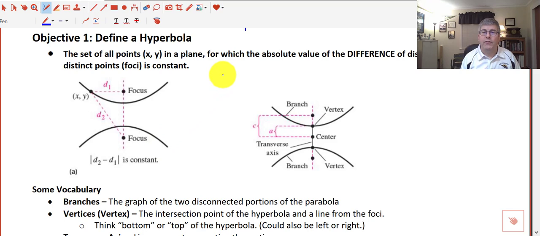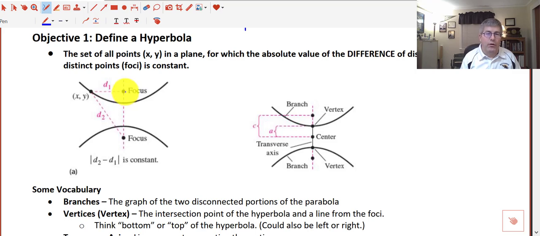A hyperbola is simply the set of all points x and y in a plane for which the absolute value of the difference of distances from two distinct points, and those two points are the foci, is a constant. So we're saying that the absolute value of d2 minus d1 is some particular constant. And that would work for the other branch of the hyperbola as well.